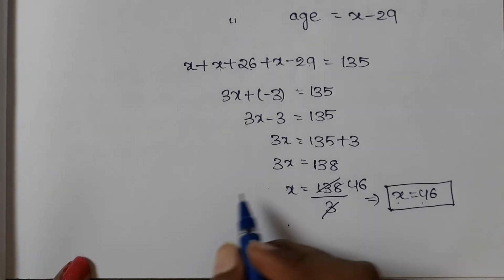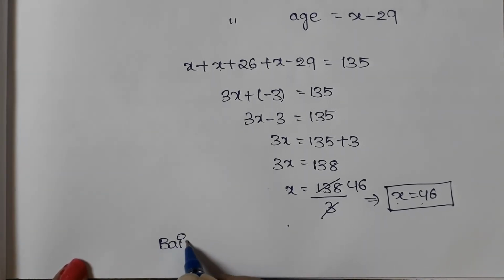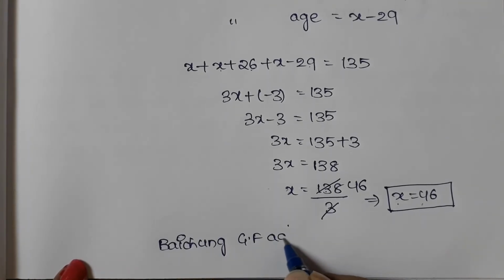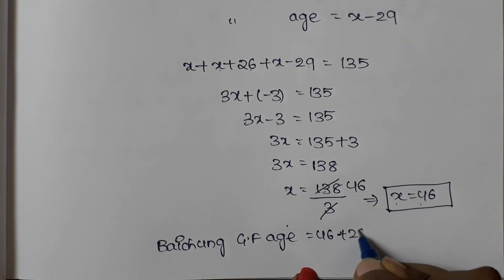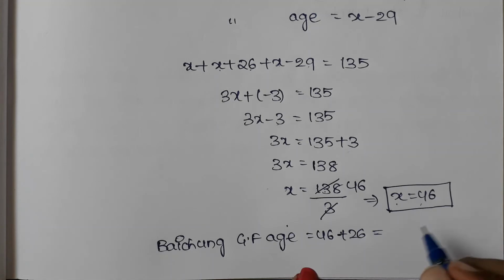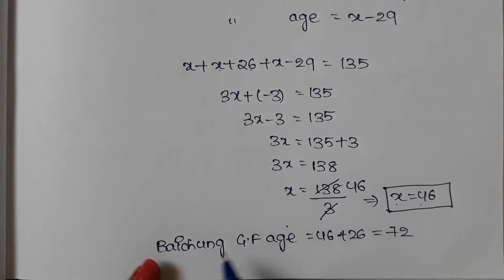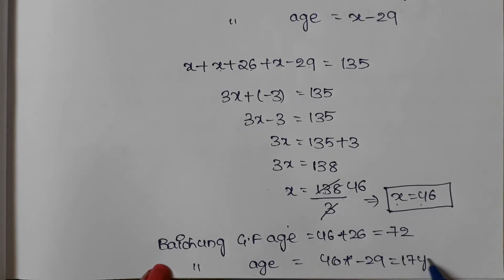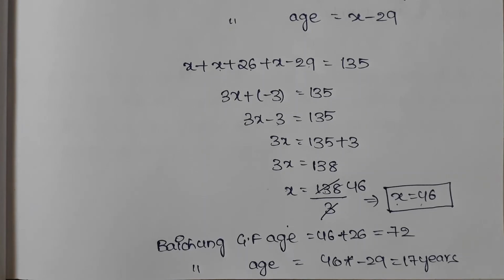Now Baicheng's grandfather's age is 46 plus 26, that equals 72. Baicheng's age equals 46 minus 29, 17 years. And this is about the 11th question.